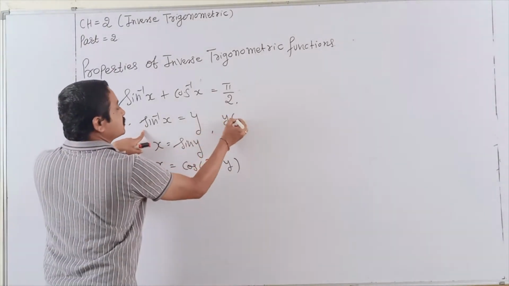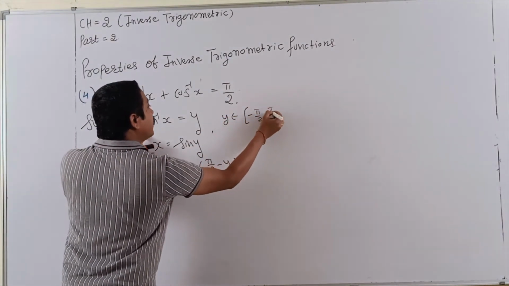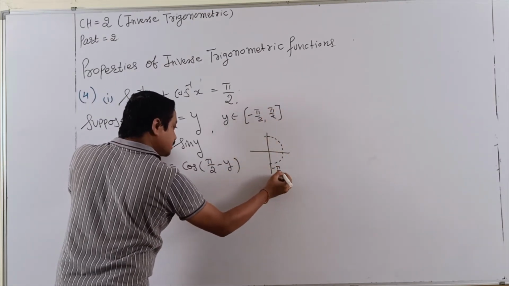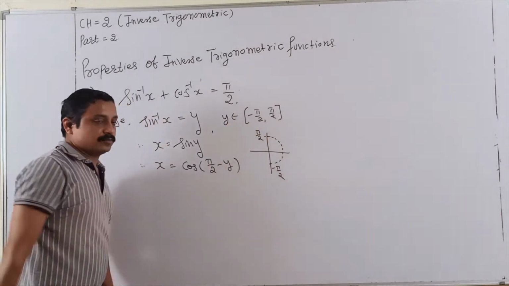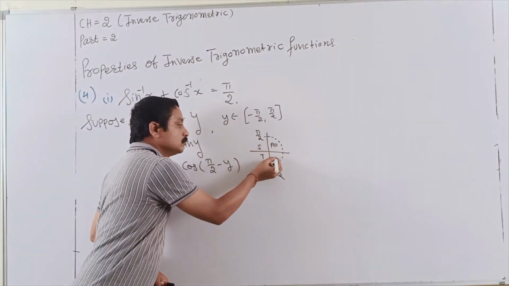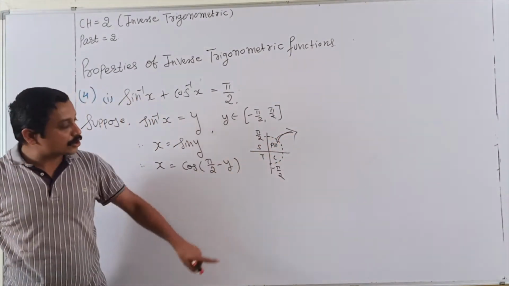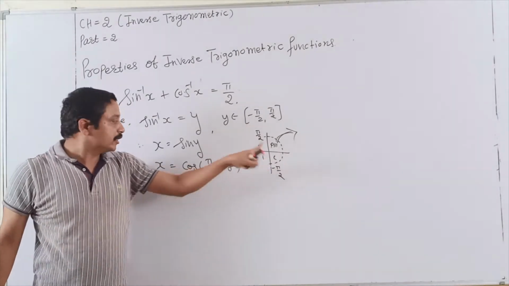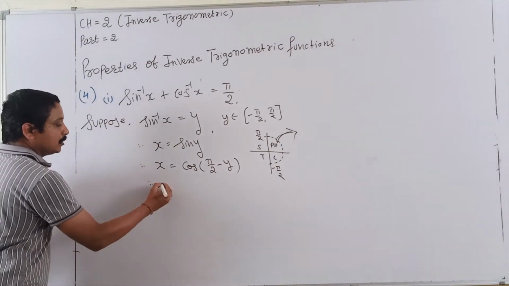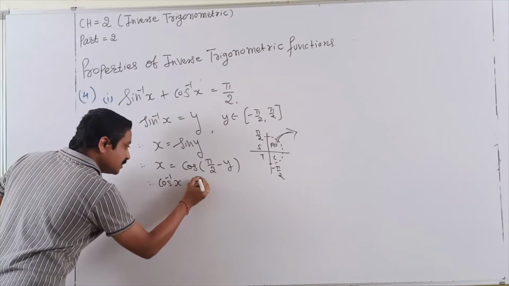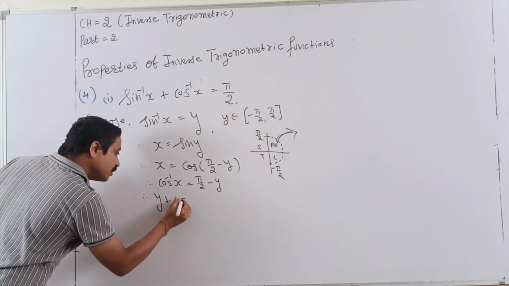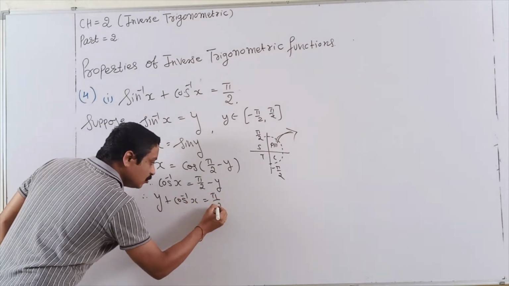Because the range is minus pi by 2 to pi by 2, and I want only in this range. Here you have minus pi by 2, here you have plus pi by 2. So in terms of sin, positive always, it is only here, meaning first quadrant. You are not showing the fourth quadrant because in the fourth quadrant the sin function is negative. So here cos inverse x is 90 minus y. So what is the value finally? Y plus cos inverse x is equal to pi by 2.